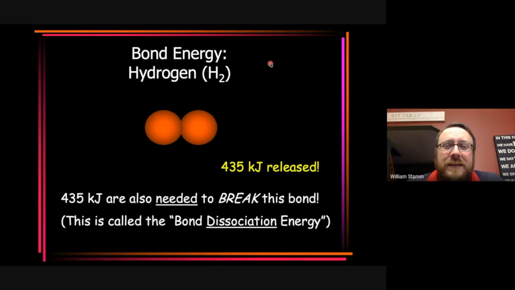Now, here's the cool thing. If it releases 435 kilojoules to form the bond, that's why when you form a chemical bond, energy is a lot of times released as heat or light. To break that bond, you have to supply 435 kilojoules. This is actually called the bond dissociation energy. It disassociates the energy. The bond is an association between 2 atoms. If you disassociate it, it goes away. The bond breaks. So you have to provide at least 435 kilojoules to do that.